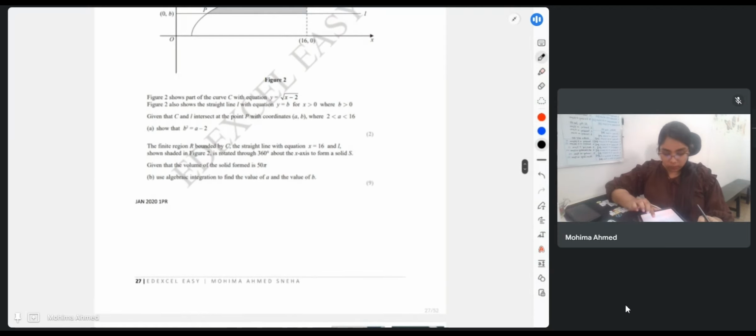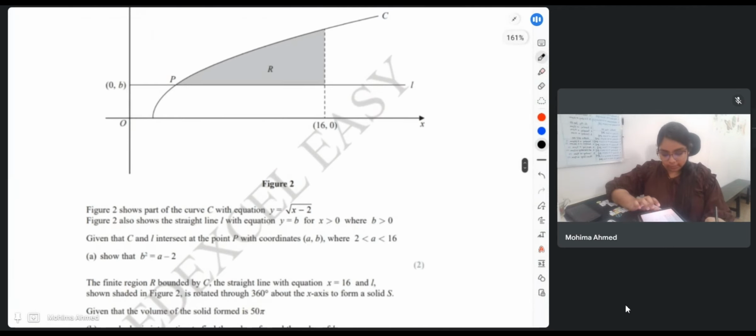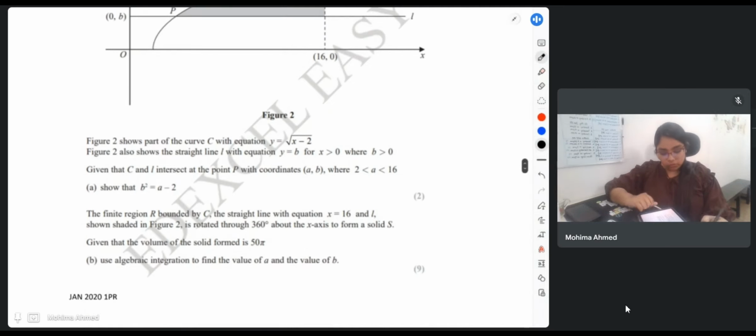This question is from Jan 2020, 1PR. So let's start. Over here, we can clearly see there's a region bounded by the curve and two straight lines. One is horizontal and one is vertical. Figure 2 shows a part of the curve with equation y equals root of x minus 2. Figure 2 also shows the straight line with equation y equals b, where x is greater than 0, and again b is also greater than 0. And where b is greater than 0 means that y equals b is not exactly on the x-axis. It is somewhere above the x-axis.